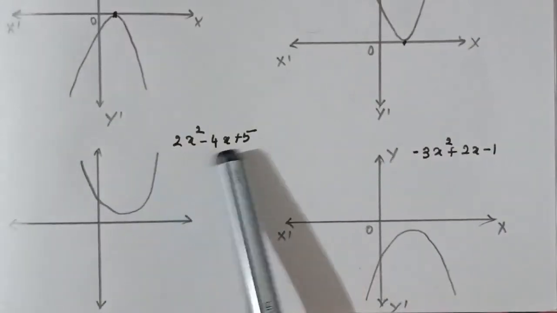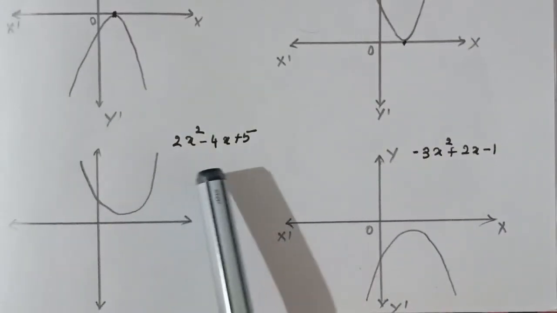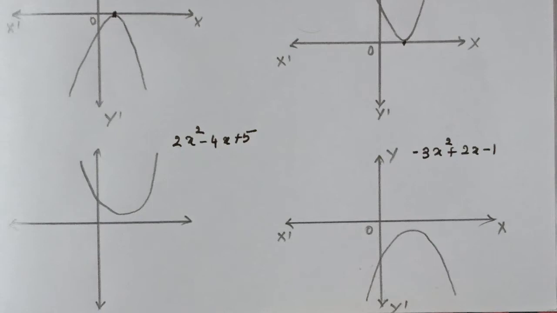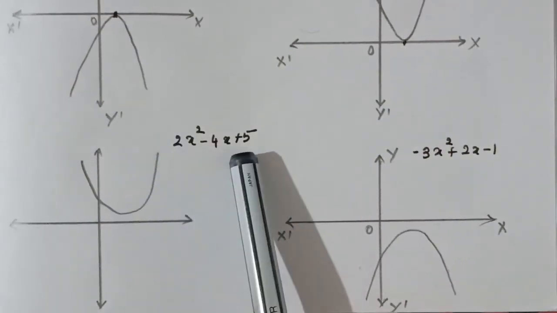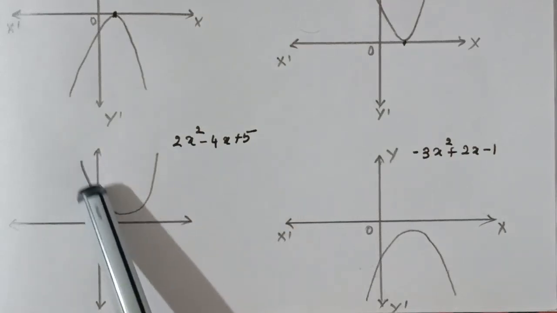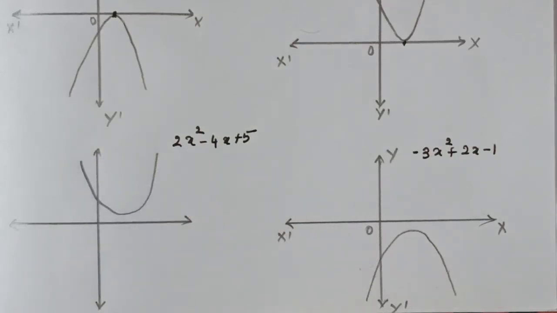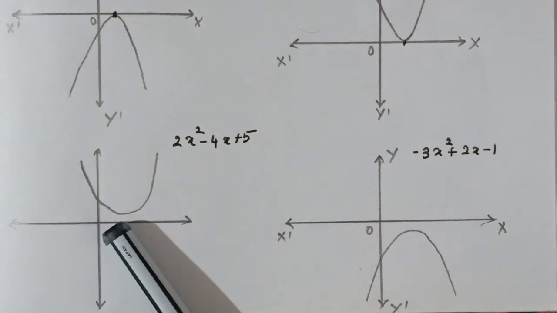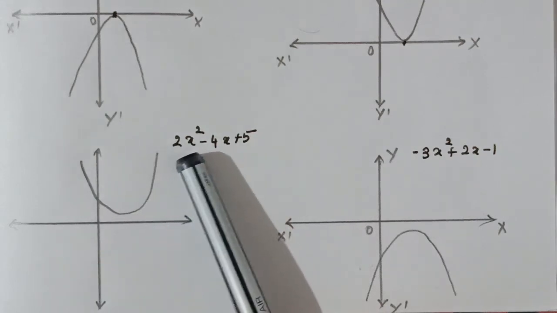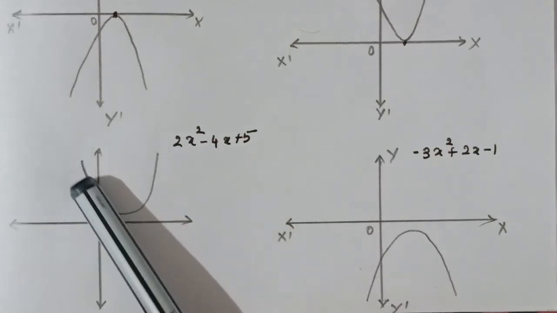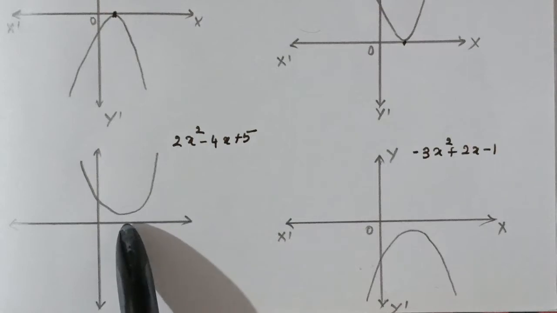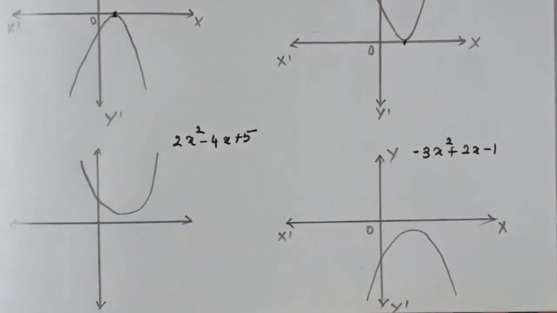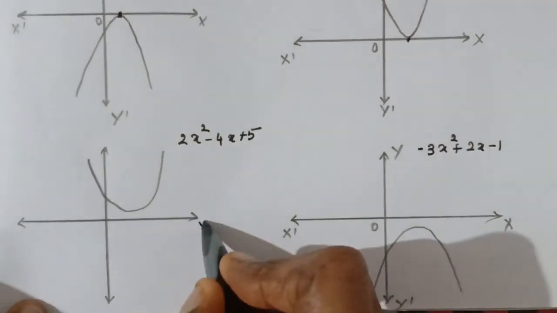This is just an example given, 2x squared minus 4x plus 5. So if you draw the graph of this polynomial, you will get a picture like this. That is, it won't touch the x-axis, and since the coefficient of x squared is positive, the parabola opens upwards. Since it doesn't touch the x-axis, that shows it hasn't got any zeros.